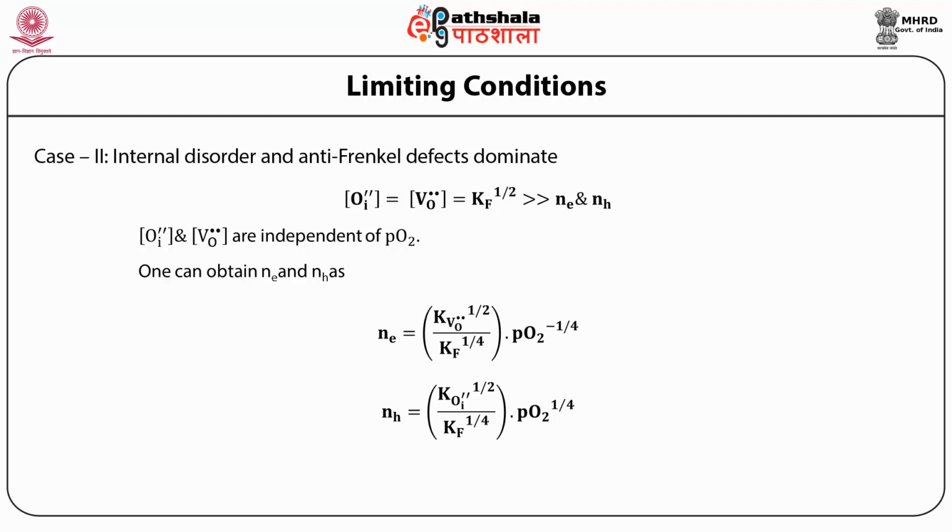Ne is equal to KVO double dot to the power 1 by 2 divided by Kf to the power 1 by 4 times PO2 to the power minus 1 by 4. Similarly, NH is equal to KOI double prime to the power 1 by 2 by Kf to the power 1 by 4 times PO2 to the power 1 by 4. So the above equations provide the limiting conditions for the oxygen partial pressures separating into three regions, which we will be discussing in the next slide by the schematic.